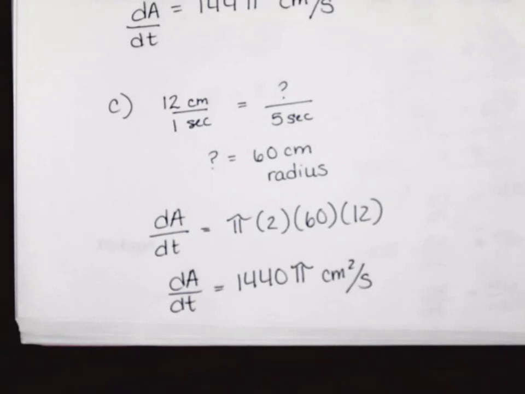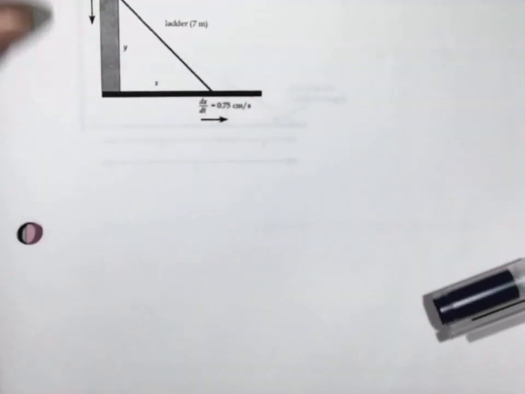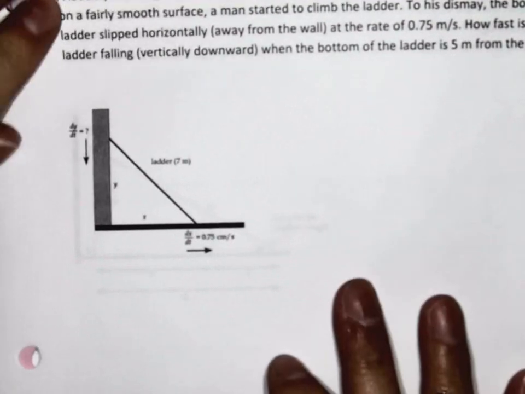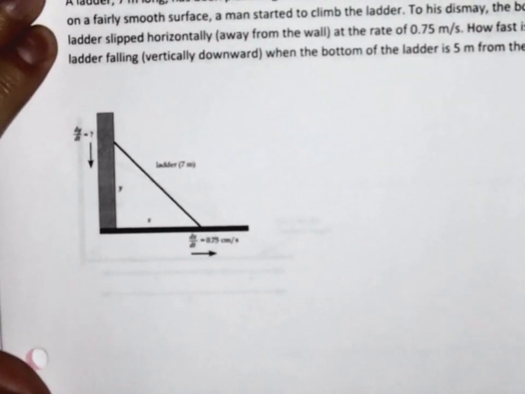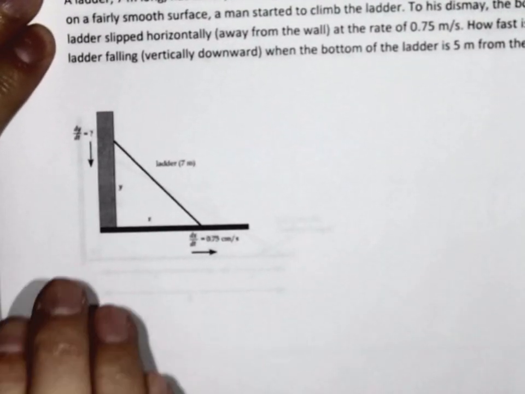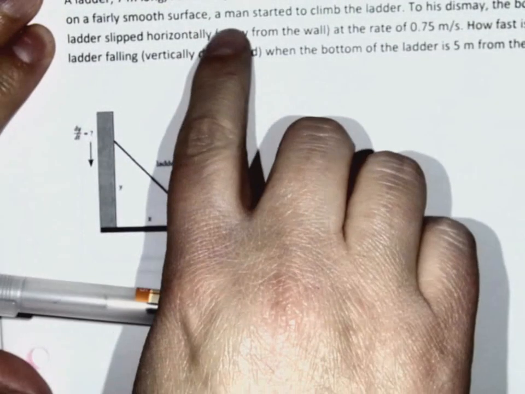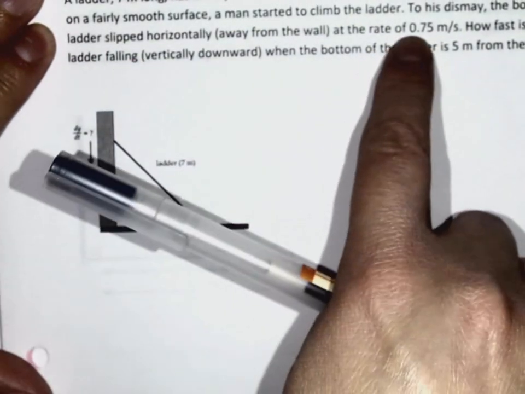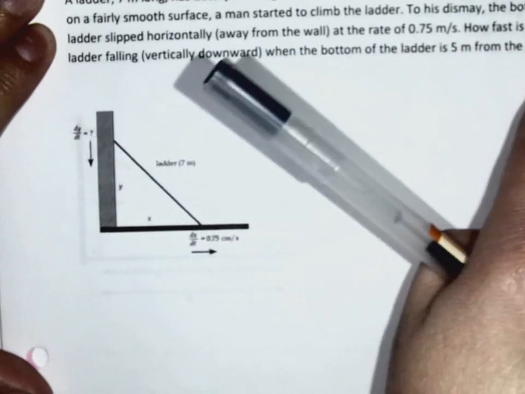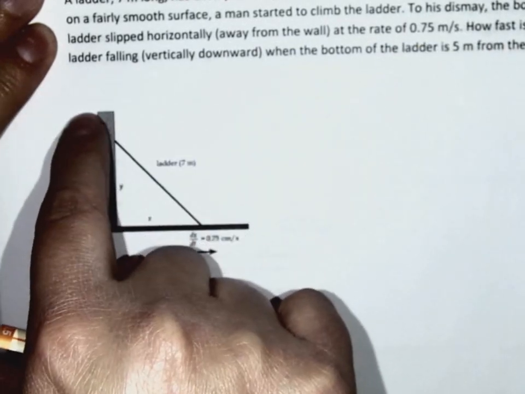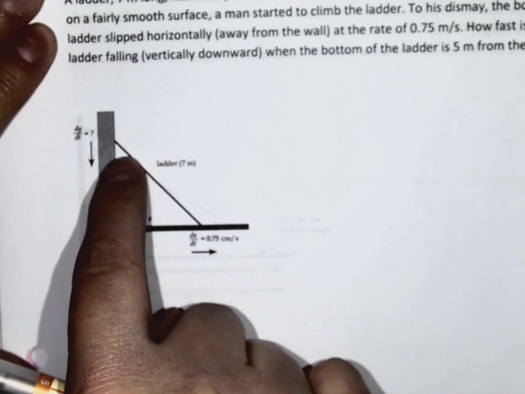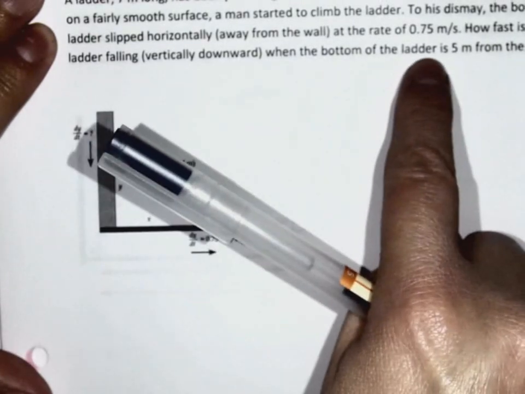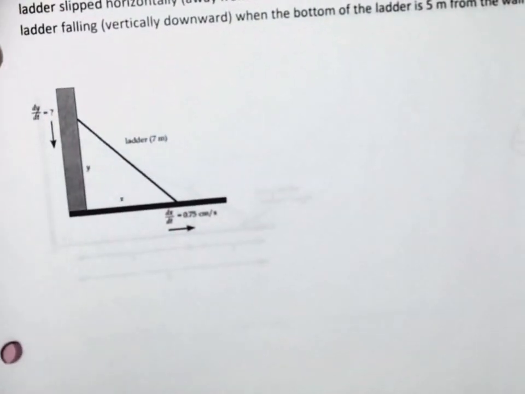All right, here we go. Oh, this is a long lesson. A ladder 7 meters long has been placed up against a wall. Not realizing the bottom of the ladder is on a fairly smooth surface, the man started to climb the ladder. To his dismay, the bottom of the ladder slipped horizontally, moving away from the wall at a rate of 0.75 meters per second. How fast is the top of the ladder falling? So how fast is the ladder moving down the wall when the bottom is 5 meters from the wall?